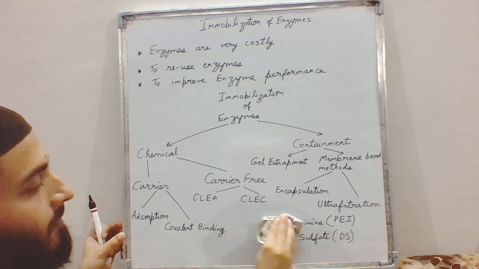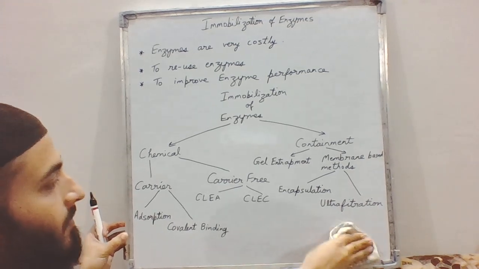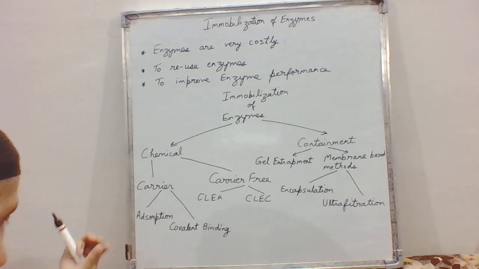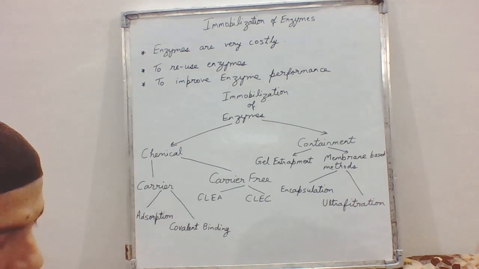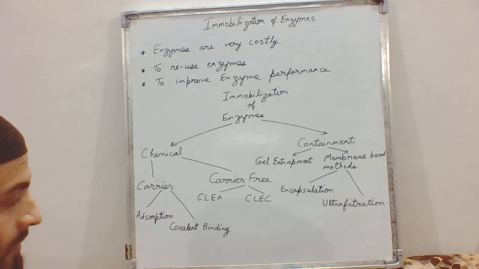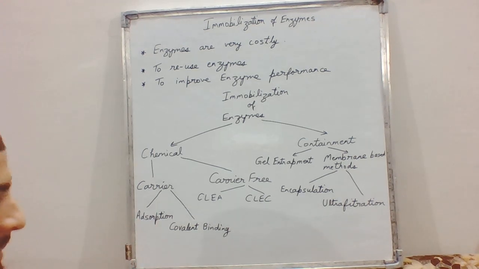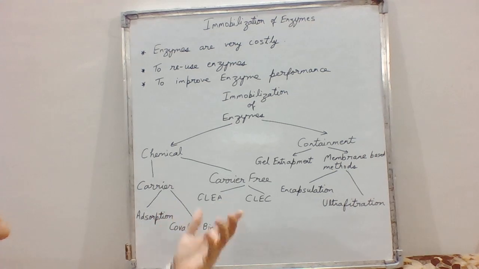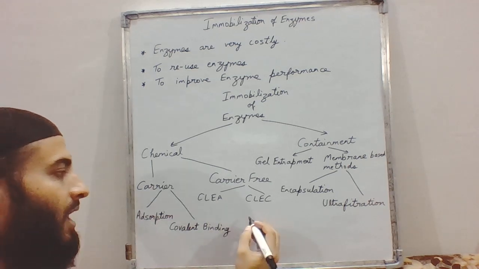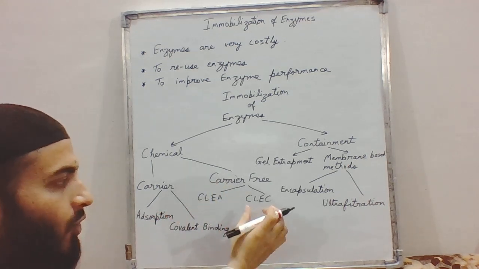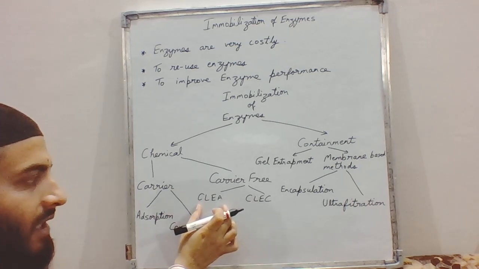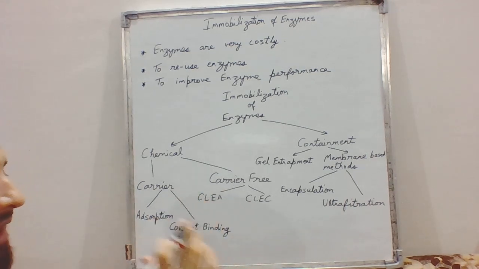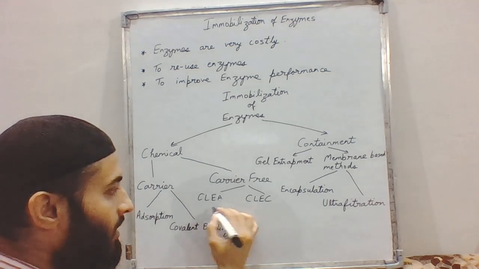Now let us see the carrier free methods. In carrier based methods, the recovery of enzymes is easier because they are larger particles and can be separated easily. In carrier free methods, the particle size is quite small because we don't use any support. The enzyme itself is cross-linked using different cross-linking agents, and it either forms cross-linked enzyme crystals or cross-linked enzyme aggregates. Again, we can use multivalent groups in both these cases.